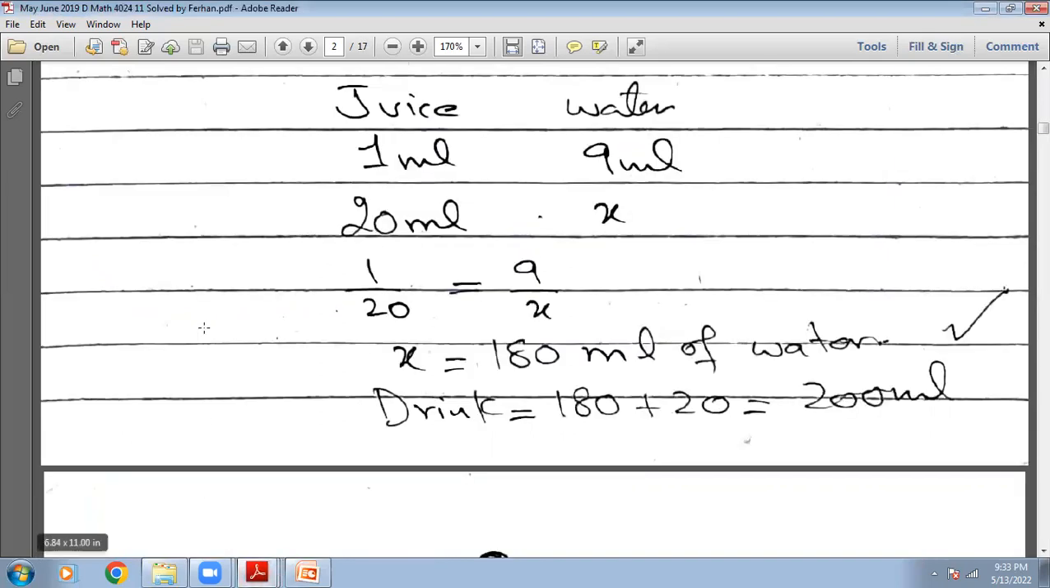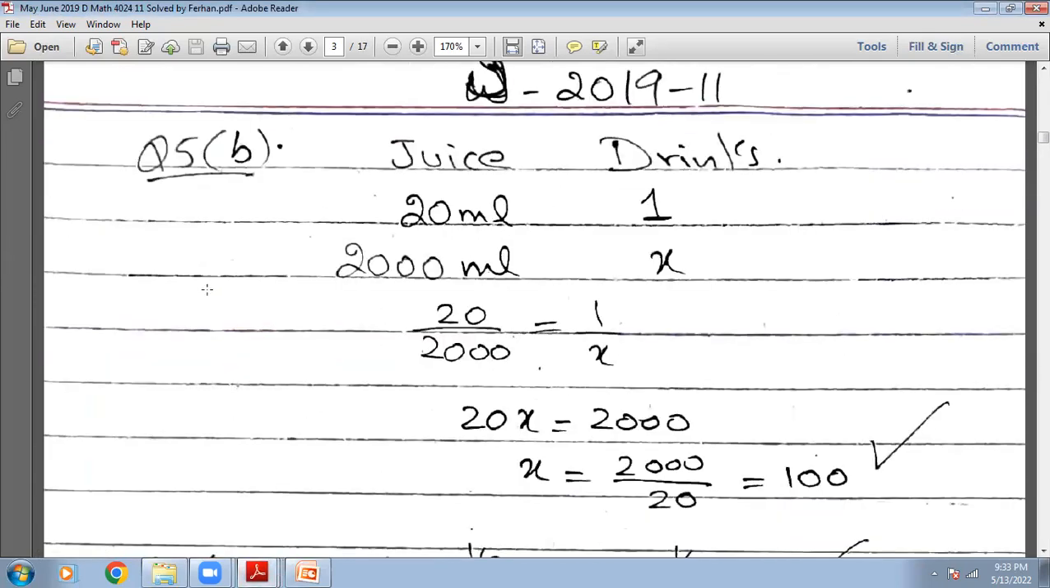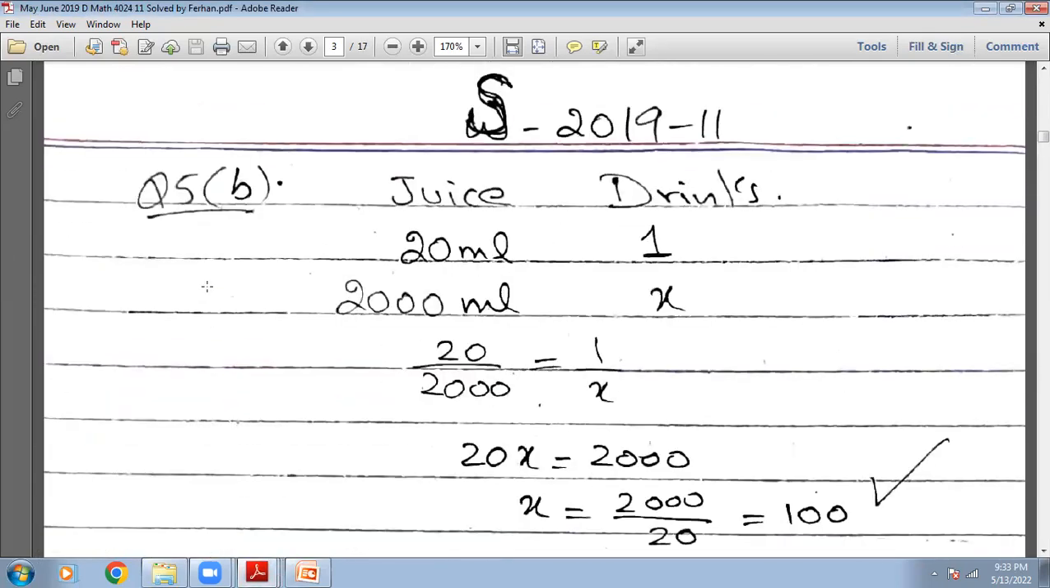Okay, so we will again use the method of proportion. So try to understand juice and drink. If you put 20 ml juice, it will make 1 glass of the drink. So if you have 2000 ml of juice, how many glasses can be made? So I will use the method of proportion. 20 by 2000 equals 1 by x. Cross multiply. 20x equals 2000. And x will be equal to 2000 by 20, and that will be equal to 100.